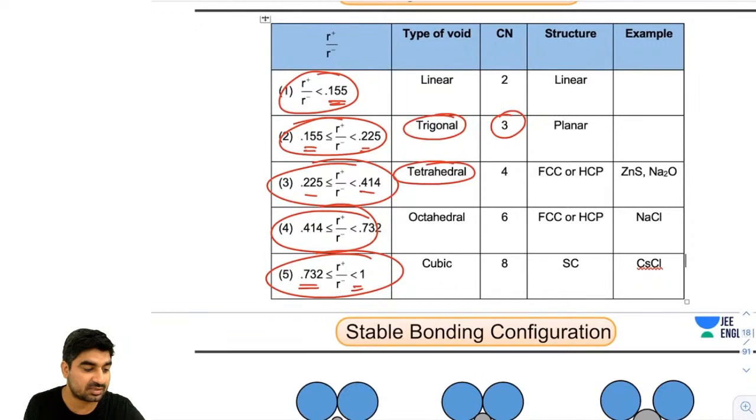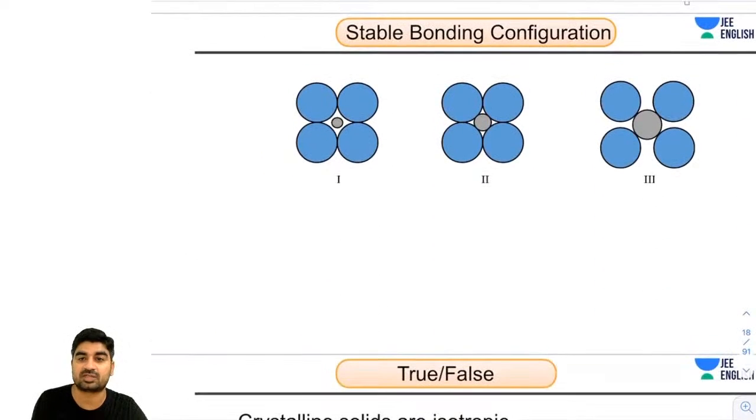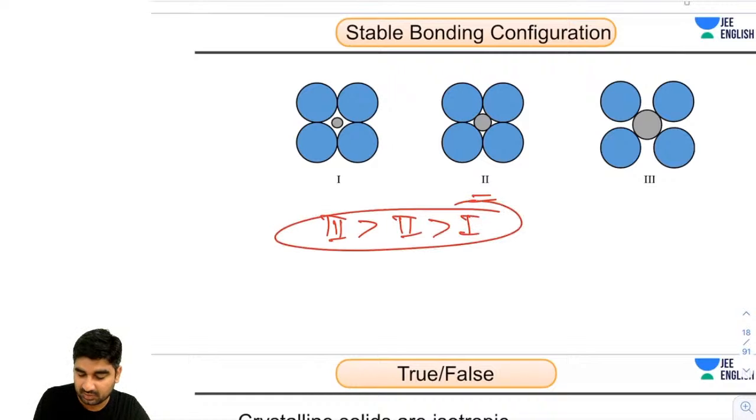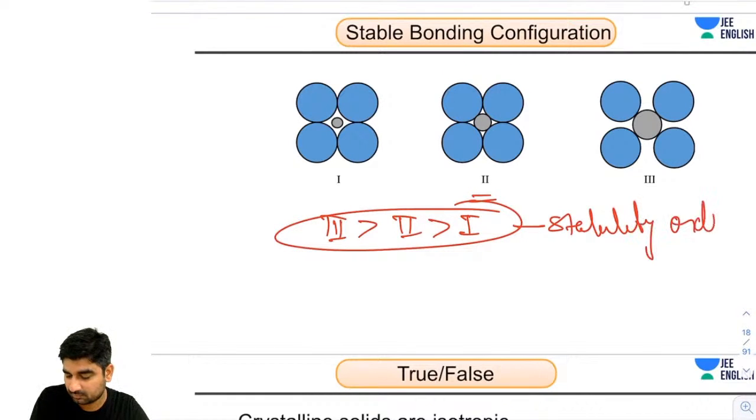So guys, please remember this ratio. These are very important. You have to remember them. Then I told you the stable configuration. Here I told you that the stability order is 3, then we have 2 and then we have 1. This is the stability order. Last time I told you the reasons why the third one is most stable.